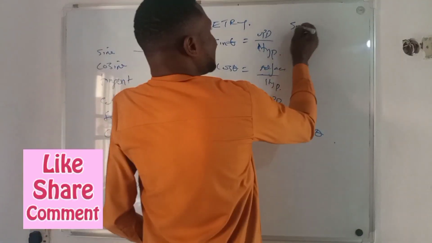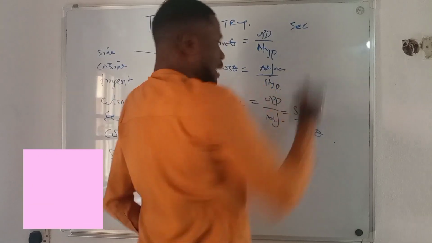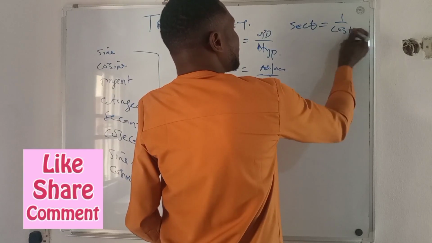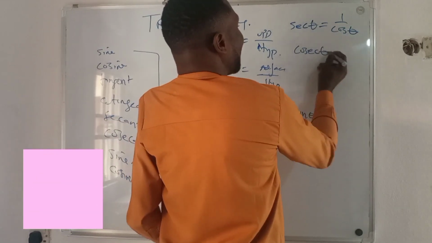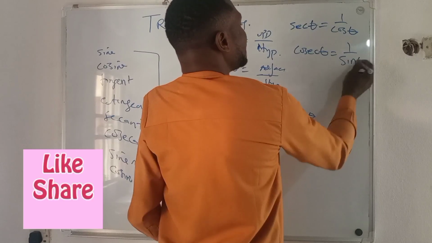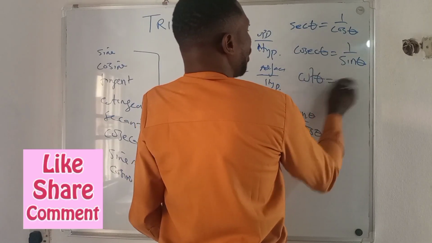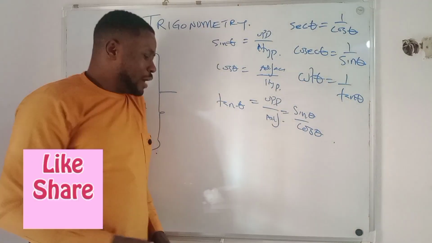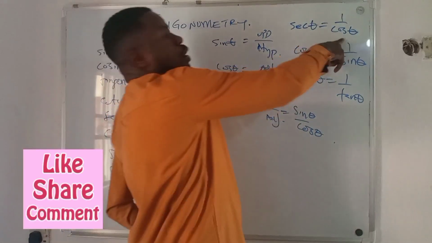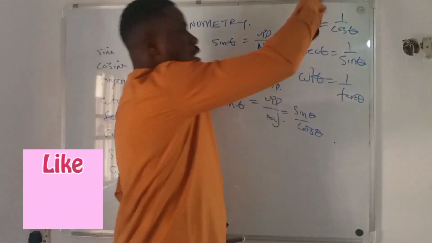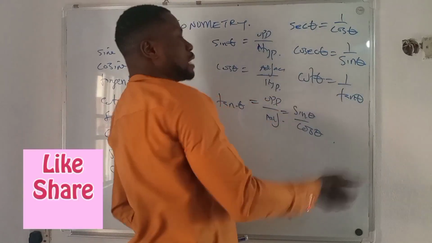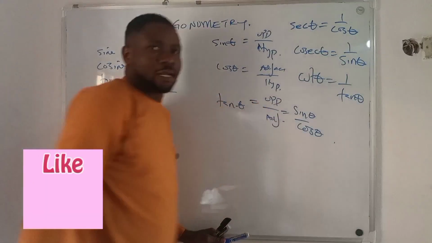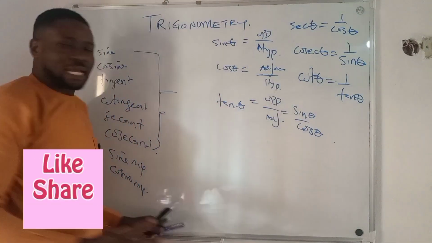How about the secant? Secant is represented as sec. So we can say sec theta is equal to 1 all over cos theta. Cosec theta is equal to 1 all over sine theta. Cot theta is also 1 all over tan theta. So when we say secant, we are referring to the reciprocal of cos. When we say cosec, we are referring to the reciprocal of sine. When we say cotangent, we are referring to the reciprocal of tan, that's 1 all over tan. So very important.